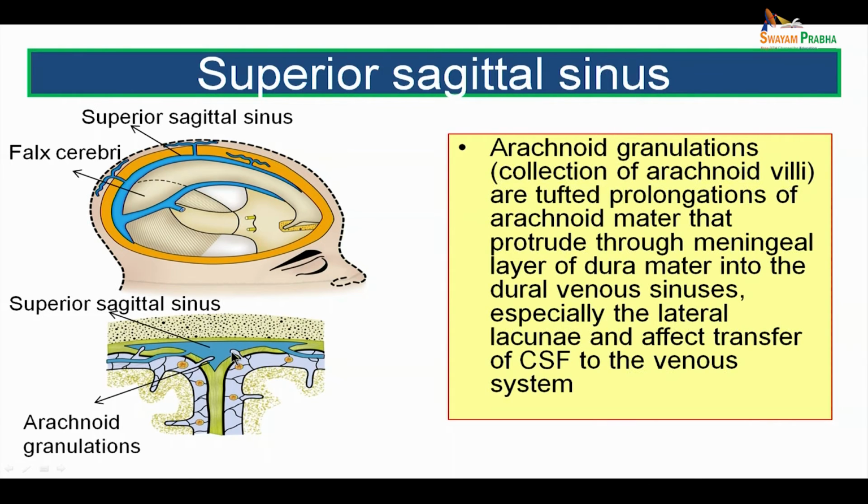The arachnoid granulations, or collection of arachnoid villi, are tufted prolongations of arachnoid matter that protrude through the meningeal layer of dura mater into the dural venous sinuses, especially the lateral lacunae, and they affect the transfer of the cerebrospinal fluid back into the venous system.